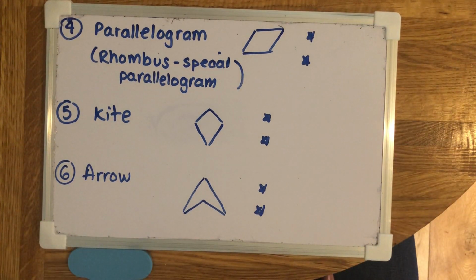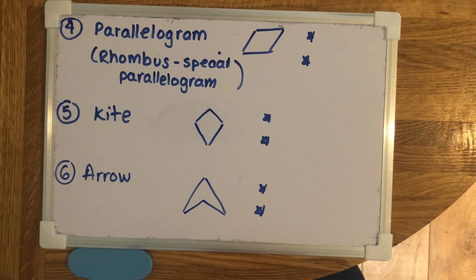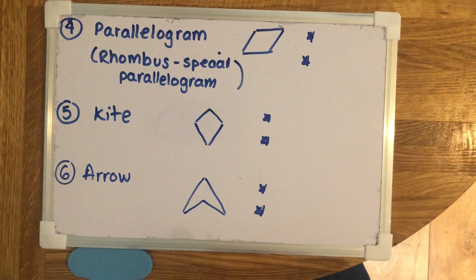Okay, so next one is a parallelogram. Now, so many people say, Miss, it's not a parallelogram, it's a rhombus. And I know a lot of people will learn what a rhombus is, but actually a rhombus is a special case of a parallelogram, a bit like our square is special to a rectangle. So we'll start with just a parallelogram first.